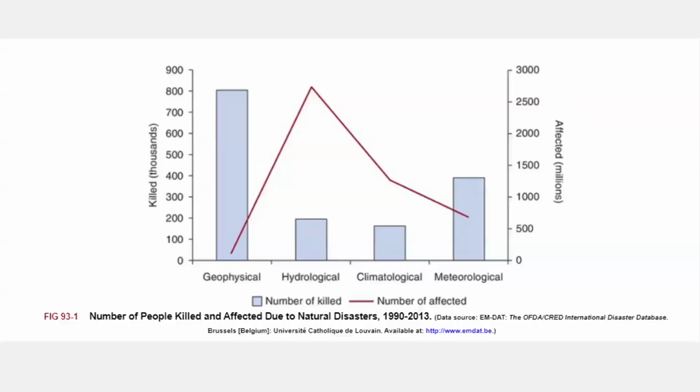Just to go over a little bit of data, this chart is showing the number of victims and casualties from natural disasters worldwide from 1990 to 2013. The most mortalities were actually caused by geophysical natural disasters, which are the tsunamis and earthquakes. But the ones that actually affect the most people, with lower mortality rates, are hydrological disasters.